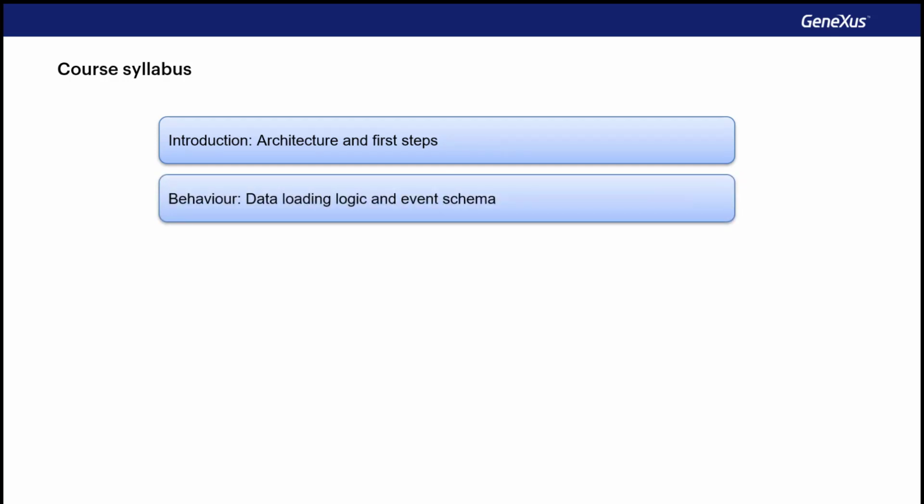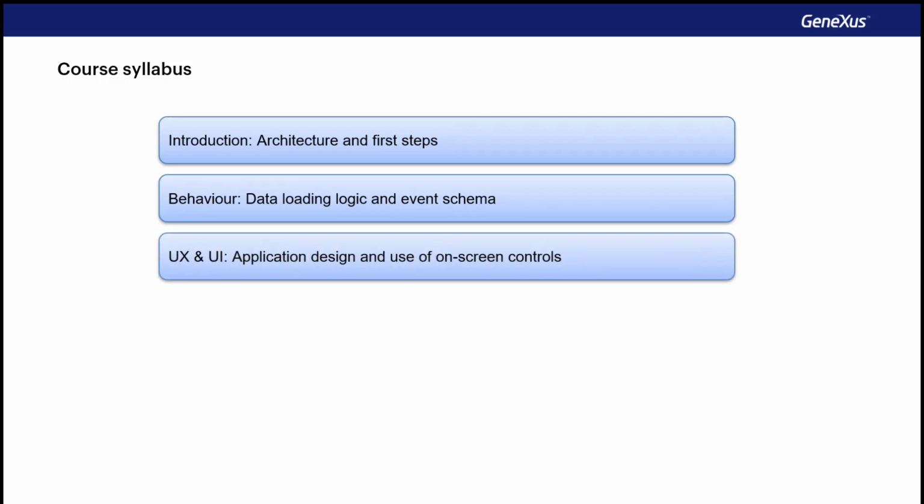Then we'll study the behavior of an Angular application in GeneXus, the logic of on-screen data loading, and how to determine the base tables in a panel object, which is necessary to know how to retrieve information from the database. We'll also see the event scheme in a panel, and the grammar we'll use to program the client-side application.